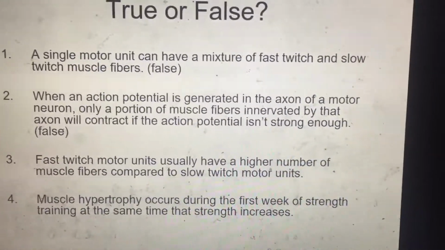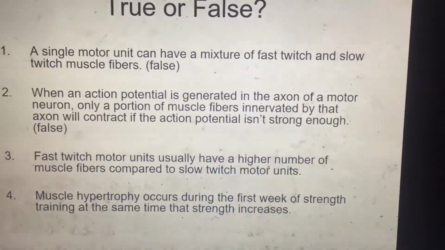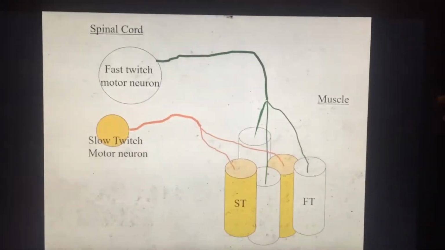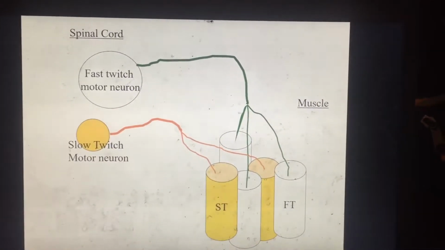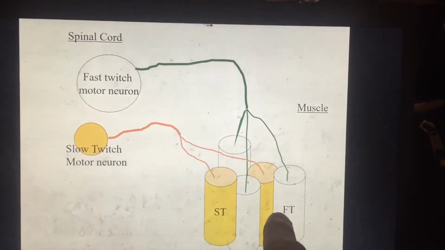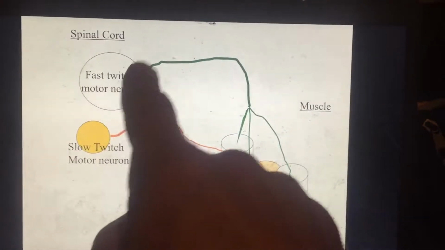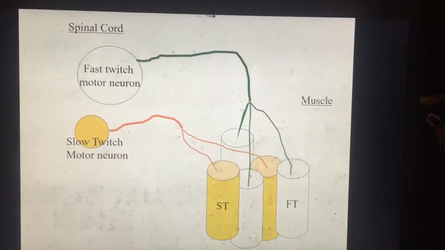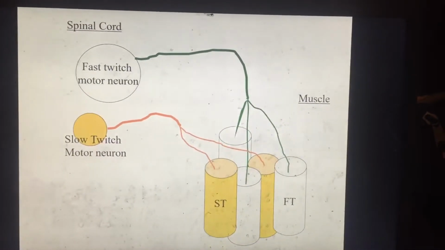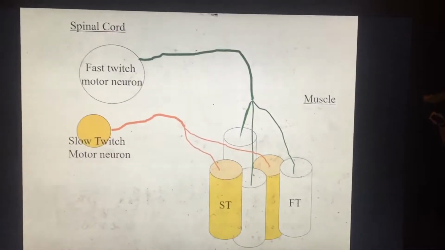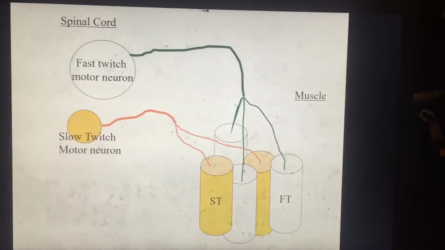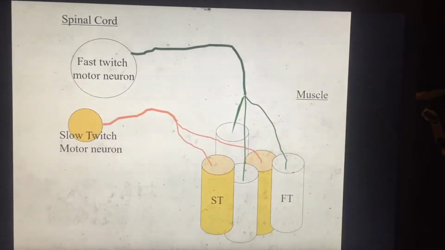Fast twitch motor units usually have a higher number of muscle fibers compared to slow twitch motor units. This is true. That's again illustrated in this diagram, where you can see the fast twitch motor neuron innervates a greater number of muscle fibers. And that is what defines the motor unit size. It's the number of muscle fibers within the motor unit. So in this case, the fast twitch motor unit has a larger size than the slow twitch motor unit.